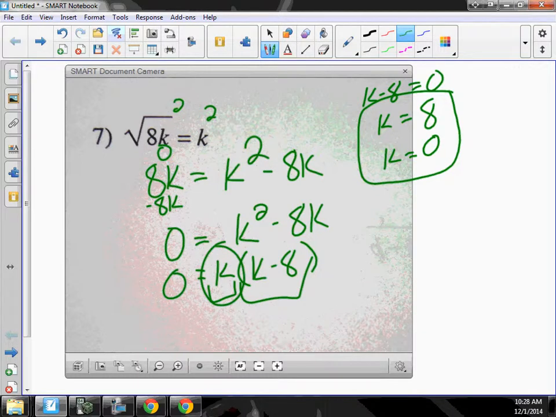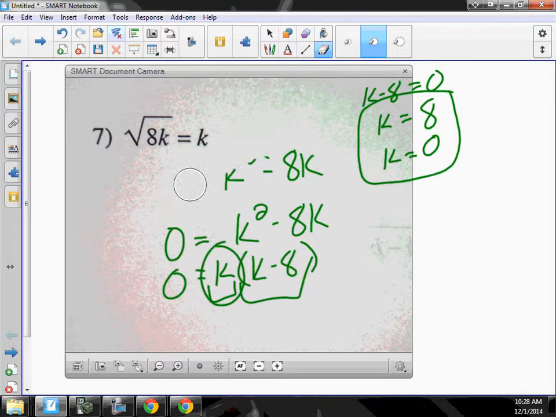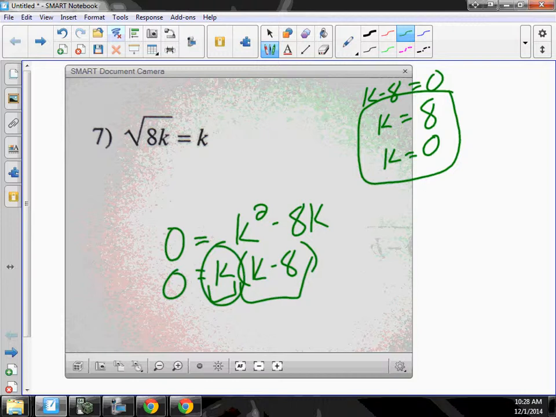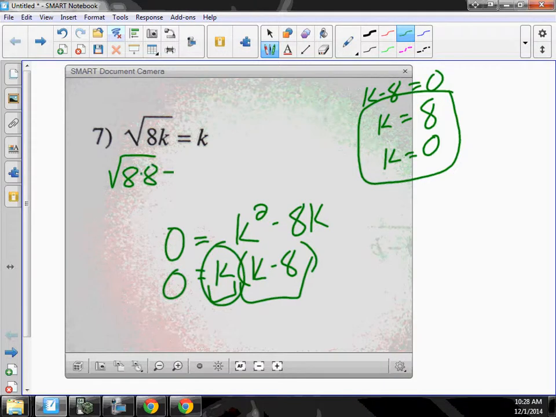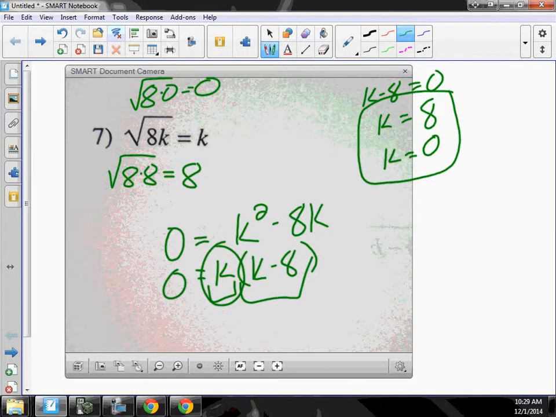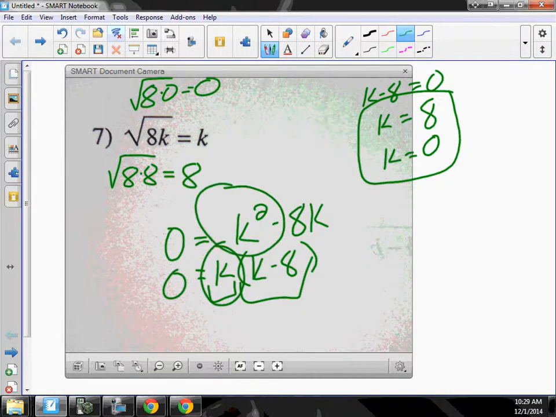Now I need to check to see if they work. So I go back to the original problem. Is the square root of 8 times 8 equal to 8? Yes. So that one works. Is the square root of 8 times 0 equal to 0? Yes. So both of those answers actually work. Okay? And this will be the hard type of problem whenever you have a quadratic. You need to remember how to factor. So we'll do some more together.